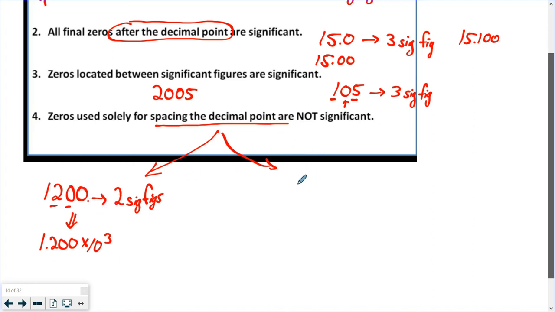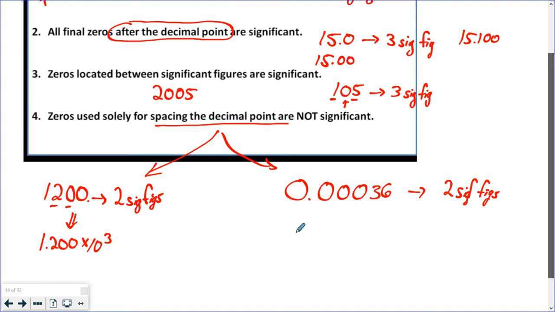For small numbers, if I want to write something like 0.00036, these zeros spacing the decimal to make the number small do not count either. So these guys don't count. This would only have 2 significant figures again. We don't get to count the zeros in front of this.